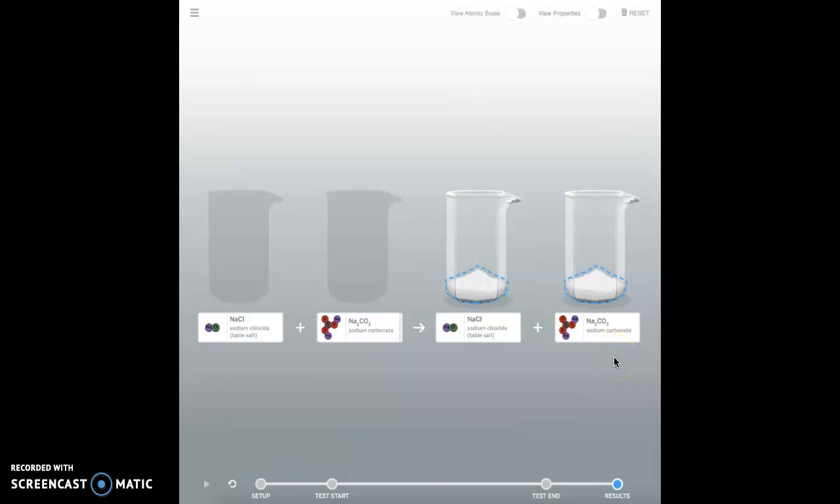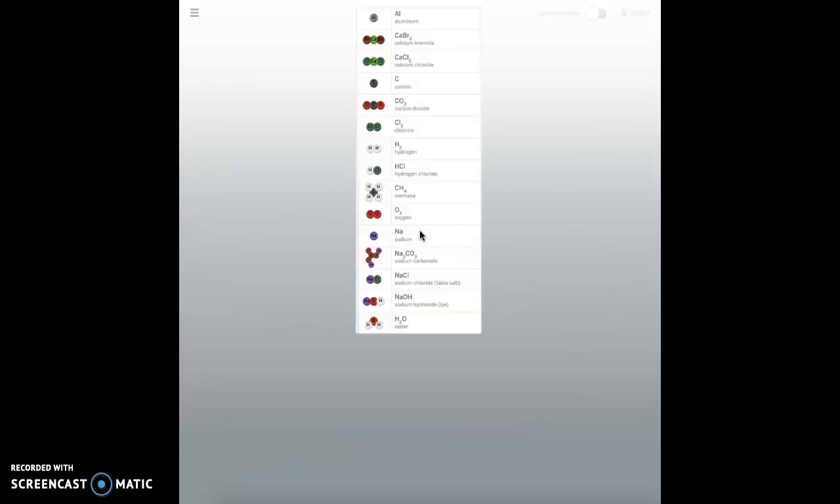Okay, so we noticed that sodium chloride and sodium carbonate do not mix. They do not cause a chemical reaction, so nothing new was created. They stayed exactly the same. Now let's think about what would happen if we only had one substance in a chemical reaction. We know that a chemical reaction is one or more molecules interacting with one another, right? But what if we only have one substance, right?